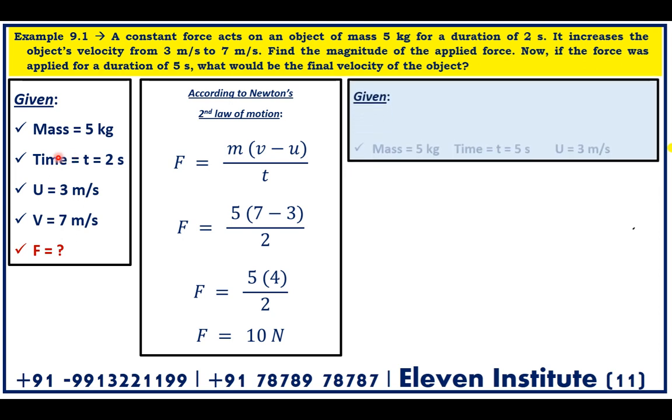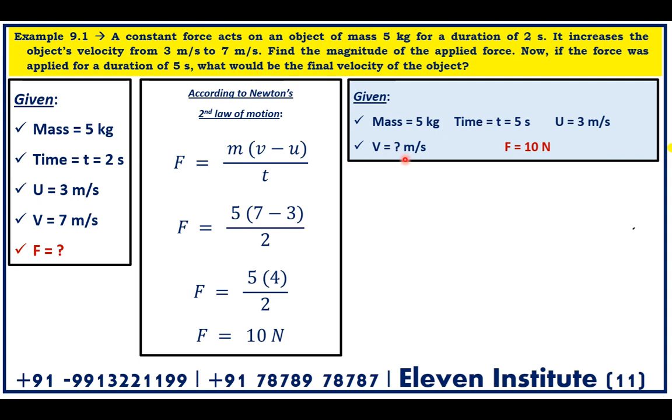So again I can say that mass is 5 kg. Right, mass is the same. So I will write time is equal to 5 seconds. Initial velocity is still the same, 3 meters per second. Right, what would be the final velocity?